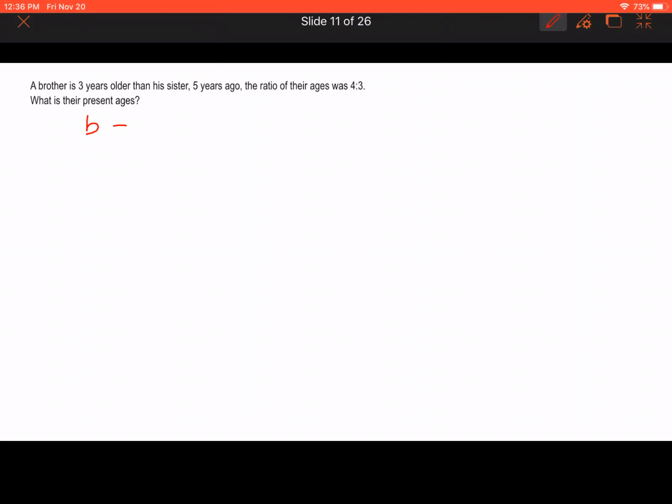The brother is 3 years older than his sister, and 5 years ago the brother's age is b minus 5, right? The age of the sister is also s minus 5 years ago. Their ratio is given as 4:3. Five years ago their age ratio is given, and also there is a relationship between the brother and the sister, that is 3 years, okay.